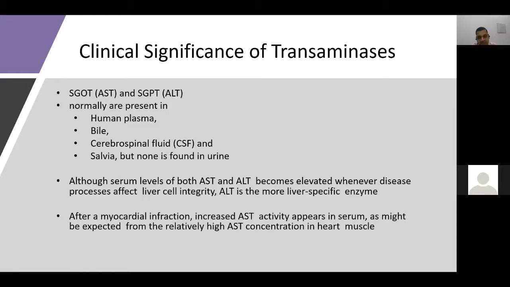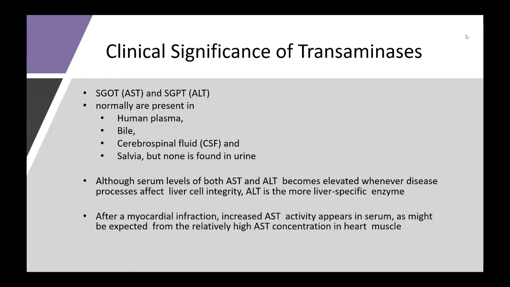So the first clinically important enzymes are the transaminases, and in this transaminase reaction, mainly SGOT and SGPT, or AST and ALT, these two enzymes we generally evaluate in our blood samples. Normally these two enzymes are present in the plasma, in the CSF, and in the saliva. All these biological fluids we can use to evaluate the activities of these enzymes.